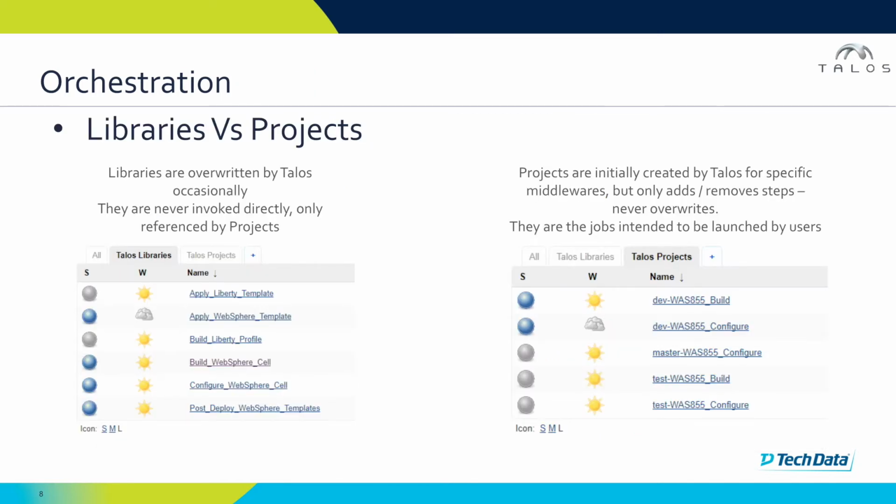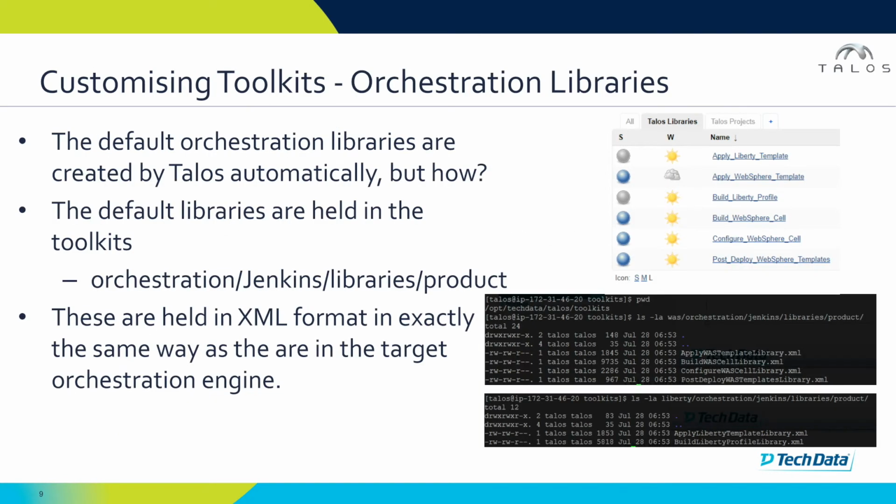So what's a library and what's a project then? Libraries are used by Talos. They're never invoked directly. They're only ever referenced by projects. Projects are the Jenkins jobs that are actually executed. So they're the ones that you click play on, and they will contain a series of steps, some of which will be callouts to libraries. But they're the ones that are intended to be launched by users. So how are the orchestration libraries created by Talos?